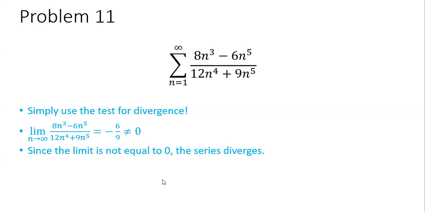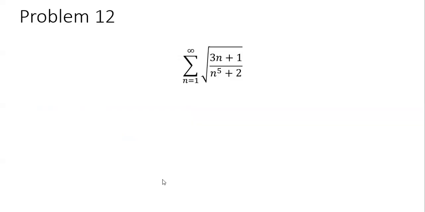You could probably have done a comparison test as well, but I was able to see this right away. Usually, if you can use the test for divergence, it's the simplest way to determine divergence. Number 12. Summation as n goes from 1 to infinity, square root of 3n plus 1 over n to the 5th plus 2. How do we approach this one?